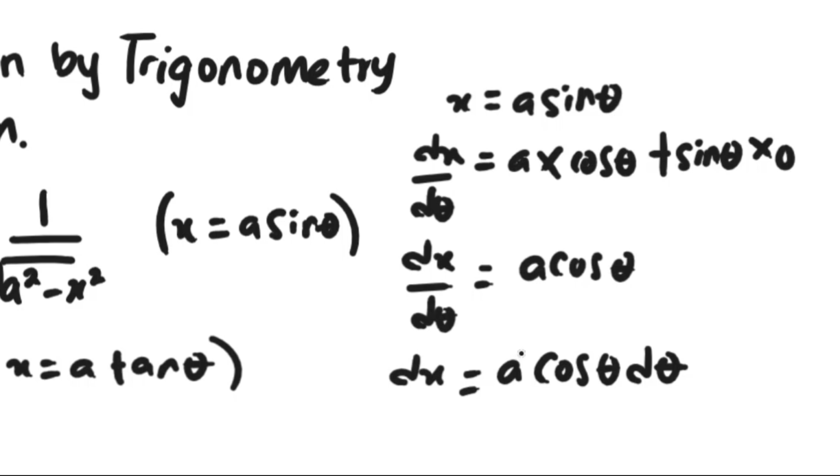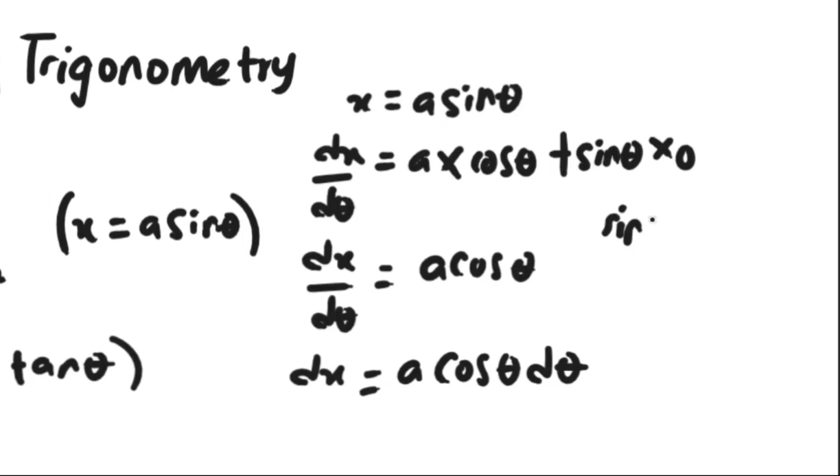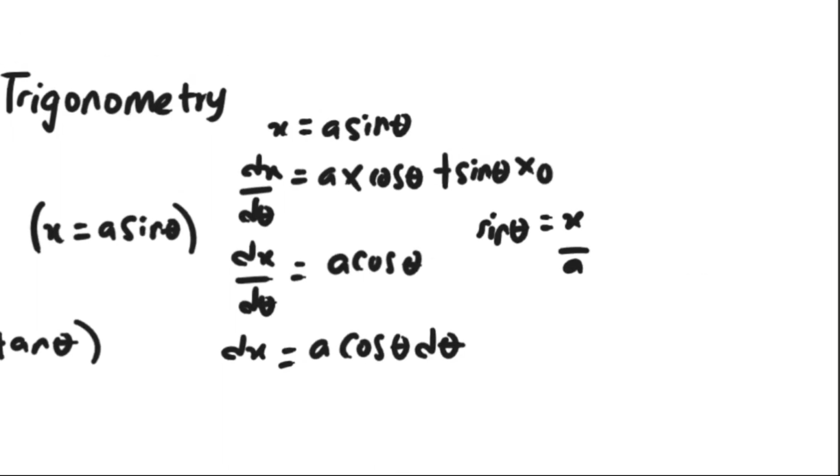One of the other things that you can still derive from here is that if x is equal to a sine theta, it means that sine theta is actually equivalent to what? x over a. So since sine theta is equal to x over a, it means theta is equal to arc sine of x divided by a.